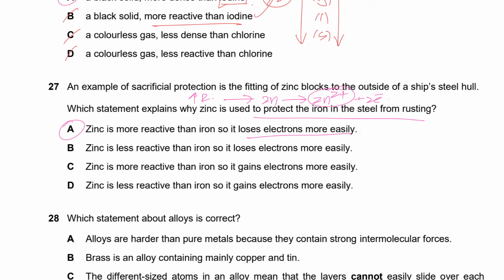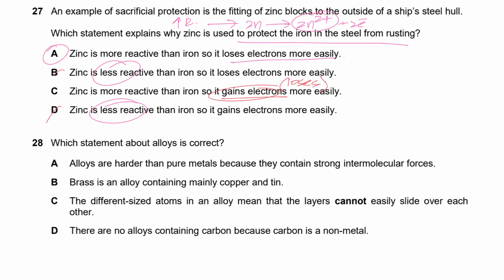That's it. Zinc is less reactive? No, zinc is more reactive. So B, D are wrong. Zinc is more reactive than iron, so it gains? No, it doesn't gain electrons, therefore it loses electrons. Metals' reactivity means that they lose electrons. For metals, reactivity is how quickly they can lose electrons. For non-metals, it's how quickly they can gain electrons, right?